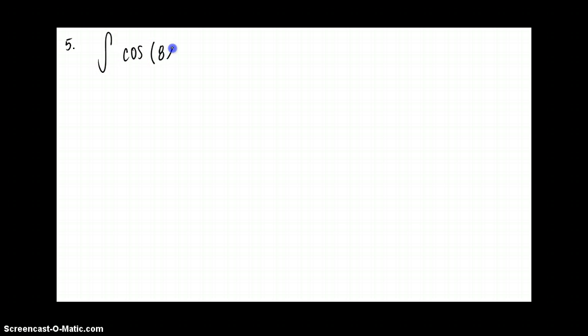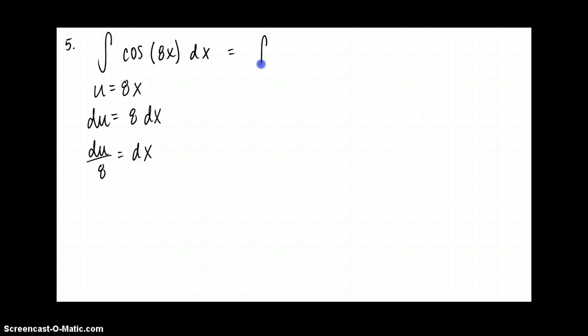Antiderivative of cosine of 8x. Okay, now look at x. X is being multiplied by 8, and then we're taking the cosine of that expression. So this is a composition, so it needs a u-substitution. What's the inside function? On this example, it'll be 8x. So du is equal to 8 dx. Solving this equation for dx, I would divide by 8 on both sides. So cosine of u times du divided by 8.